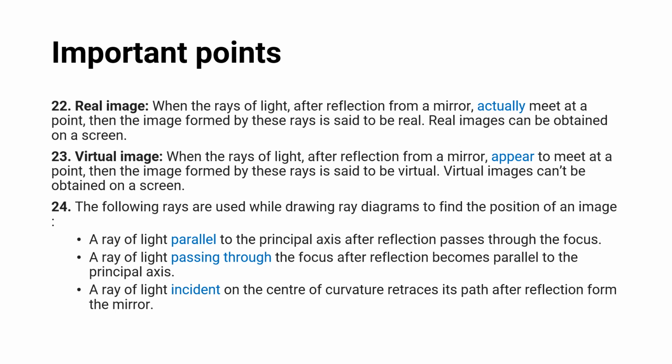The following rays are used while drawing ray diagrams to find the position of an image. A ray of light parallel to the principal axis, after reflection, passes through the focus. A ray of light passing through the focus, after reflection, becomes parallel to the principal axis. A ray of light incident on the center of curvature retraces its path after reflection from the mirror.